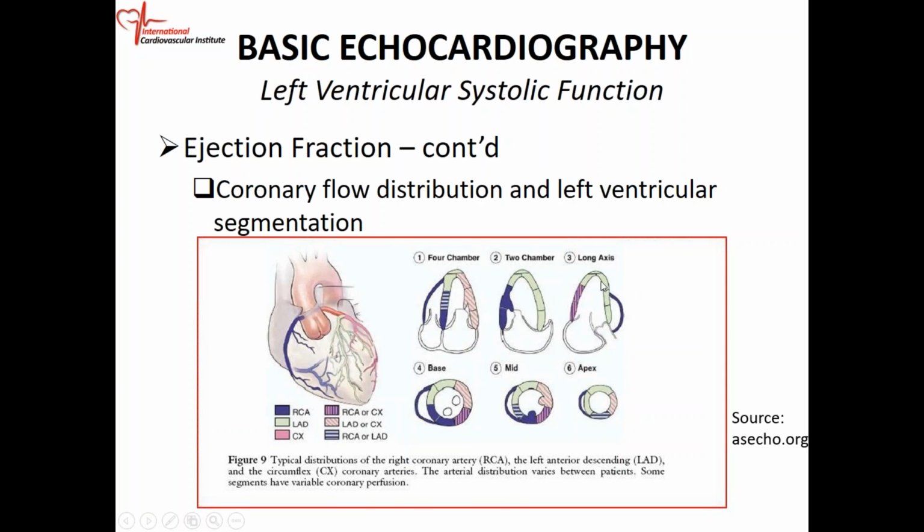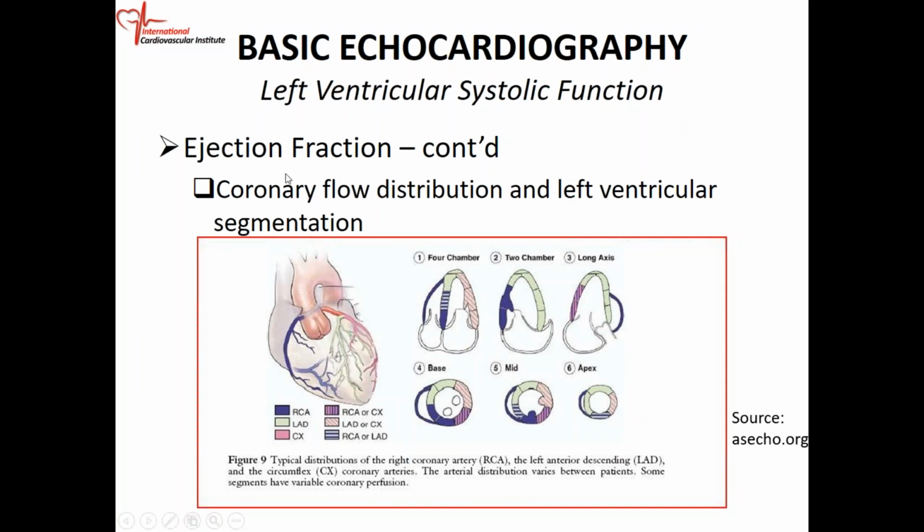And then your apical three-chamber view or long axis view. This is your anterior septum, usually the LAD, and your inferior lateral, usually the circumflex or the RCA. All right, so just have a very simple approach to it. Don't try and get bogged down into details, because in the exam they're going to keep it simple.